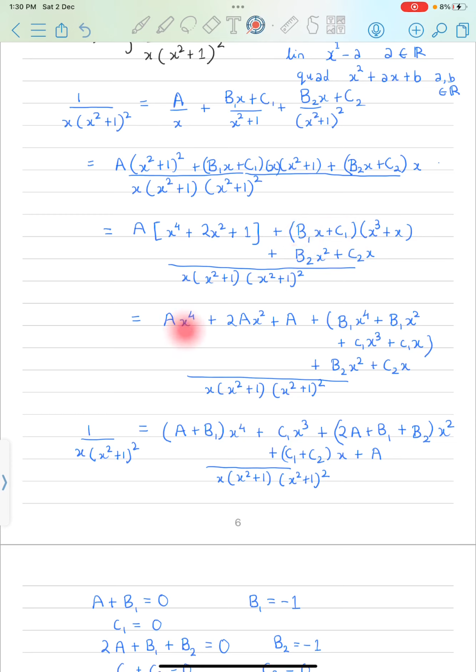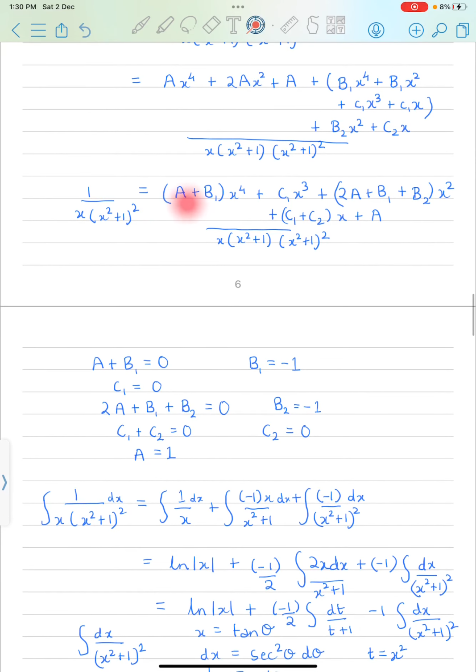Then you collect the power of x to the power 4, x to the power 3, 2, 1, everything you collect like this: a plus b1 times x to the power 4, then x cube, then x square, then x, then x to the power 0, so a constant. Now what will you do? You equate this side to this side.